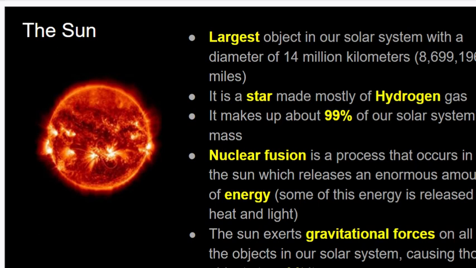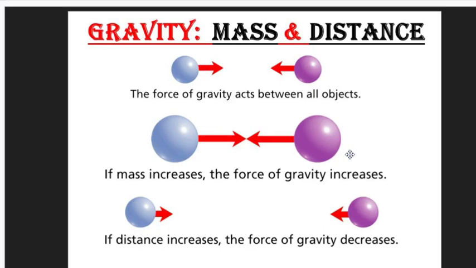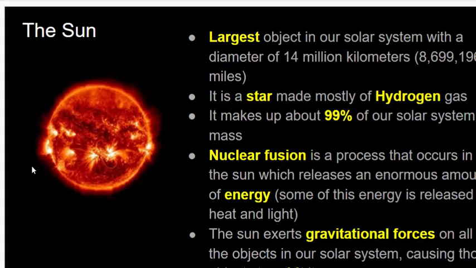on Earth. Now, the sun exerts gravitational forces on all the objects in our solar system, and that causes all the objects to orbit it. That's why we call it a solar system, because the sun really is at the center of our solar system. It's right there in the middle. And because it's so big, again, we talked about before, the bigger things are, the larger the gravitational forces. Because the sun's the biggest thing in our solar system, everything else is going to orbit the sun.